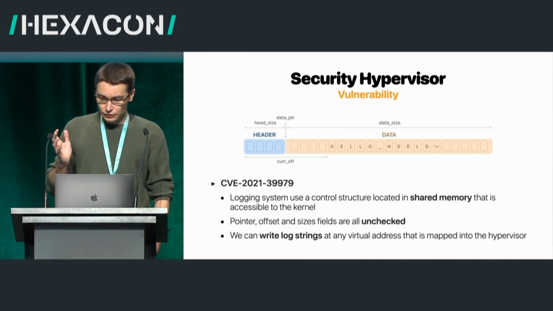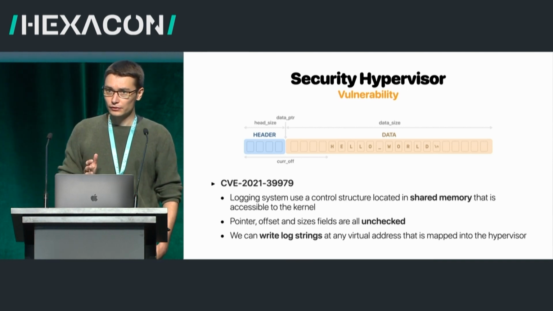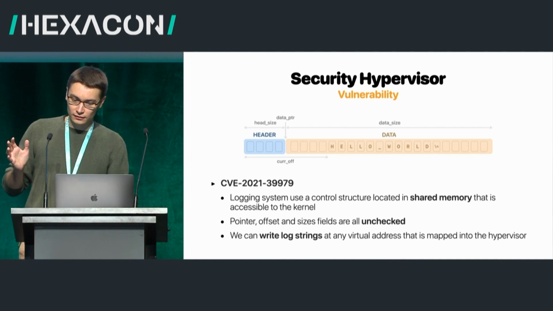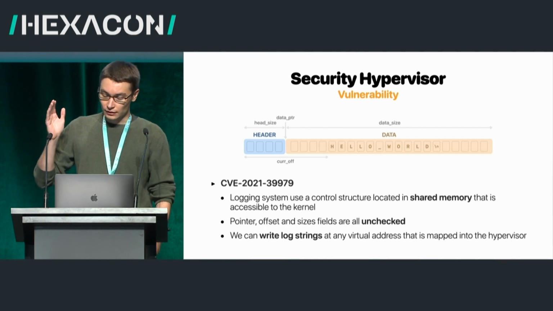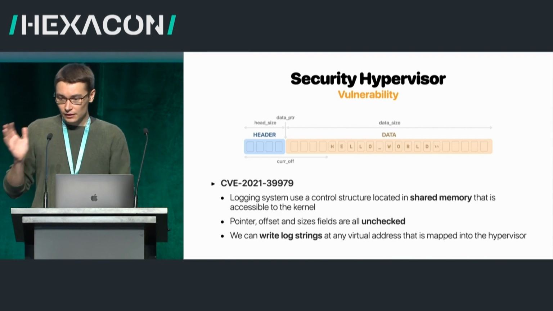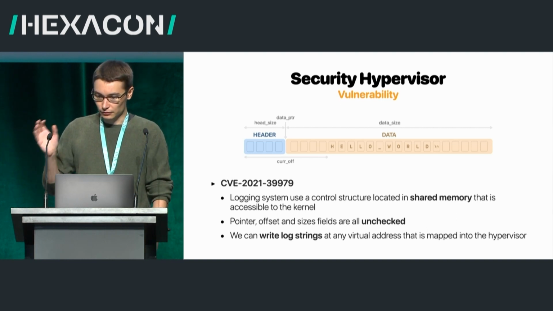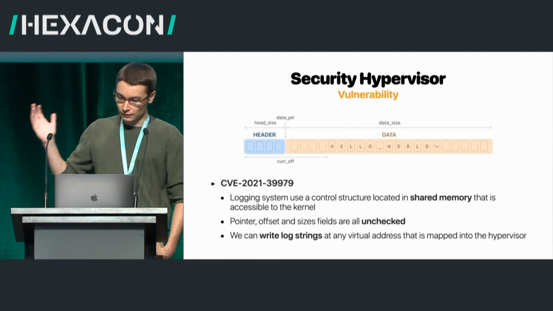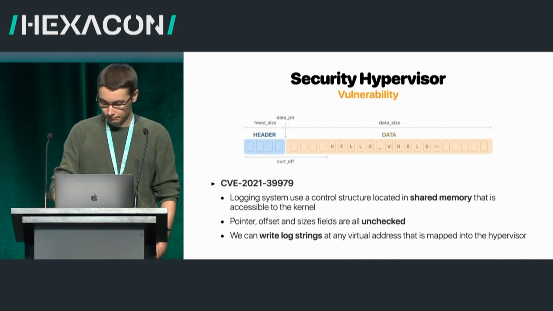And this structure, this header, contains various fields. They have a pointer to the beginning of the data part. They also have an offset within the log buffer where the next log string will be written to. And these values are never checked before they are used. So basically, we can ask the hypervisor to write log strings anywhere at any address that is mapped in its address space.